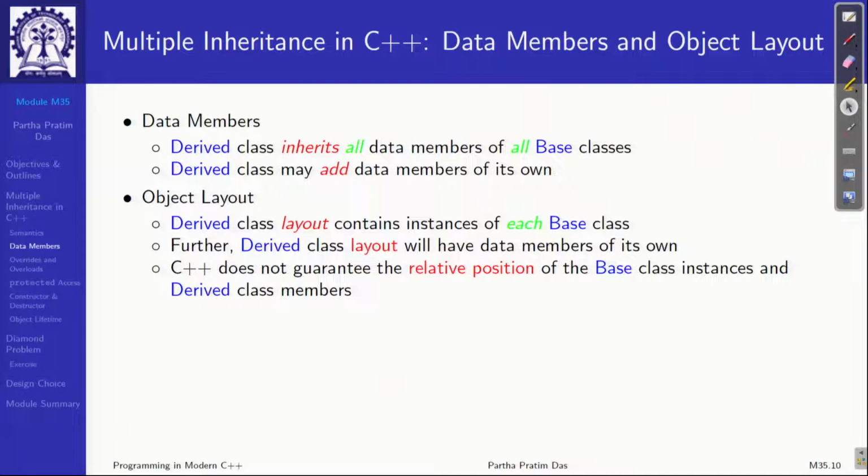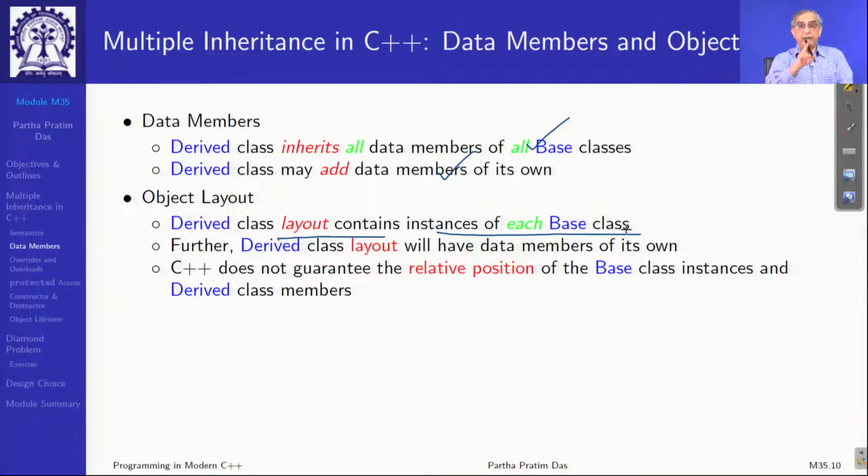So, we first focus on the data members and the object layout. We have studied the object layout for inherited objects for simple inheritance. It will inherit all data members of all base classes, and can add members, as we have talked of. The layout contains instances of each base class. There are multiple base classes. Earlier there was one, so an instance of that was there. Now, all of them will have to be there. And then it will also have the layout of its own class.